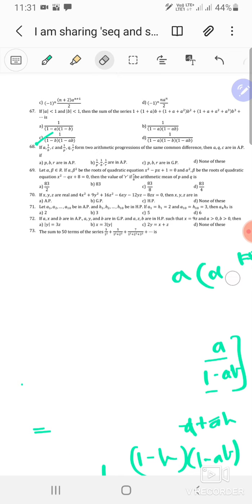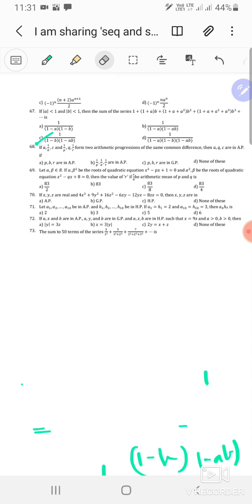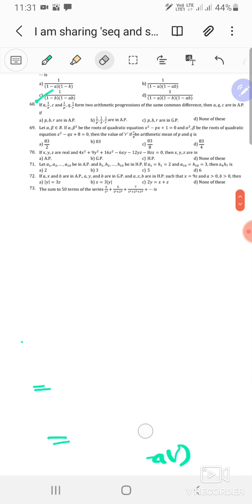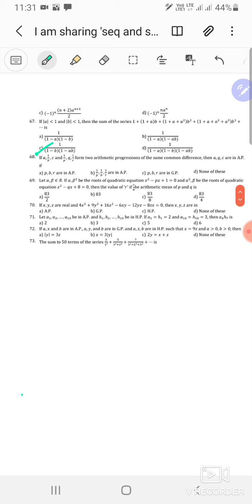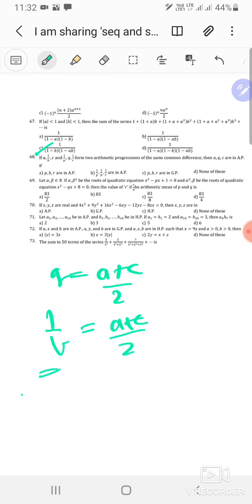So A, 1 by B, C and 1 by P, Q and 1 by R, these form two arithmetic progressions of the same common difference. Okay, then A, Q and C are in AP. So A, Q and C are in AP, that means that Q is equal to A plus C upon 2. But in fact 1 by B is also equal to A plus C upon 2. So that implies that 1 by B has to be the same thing as Q. Okay, so that's nice.